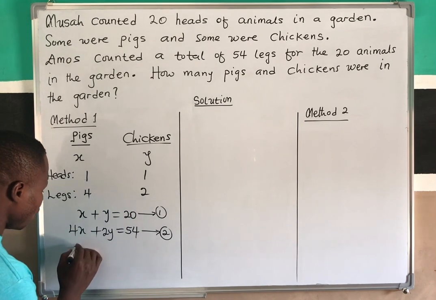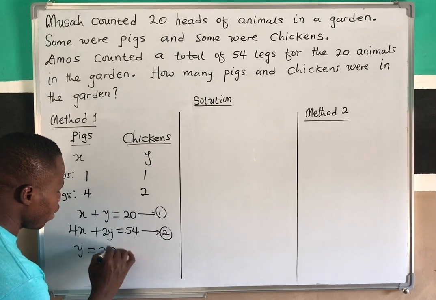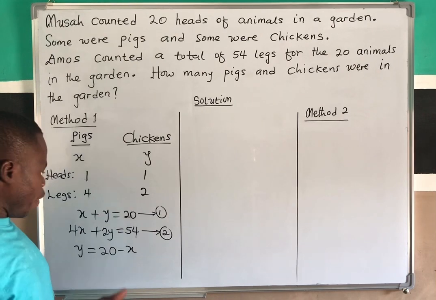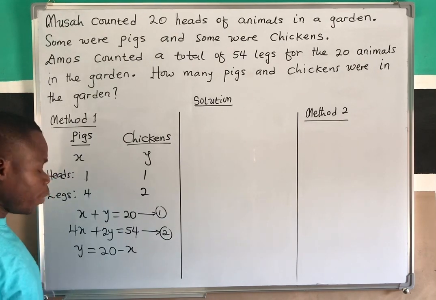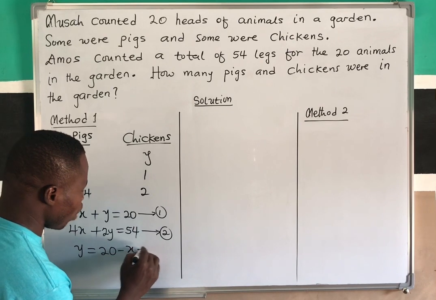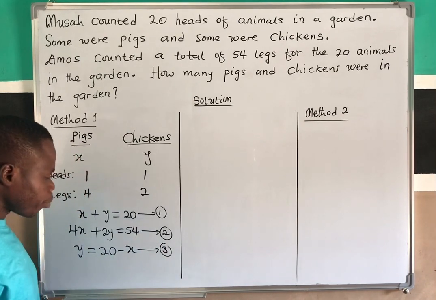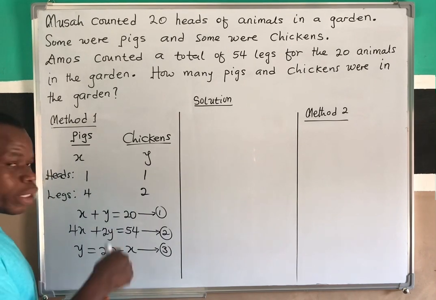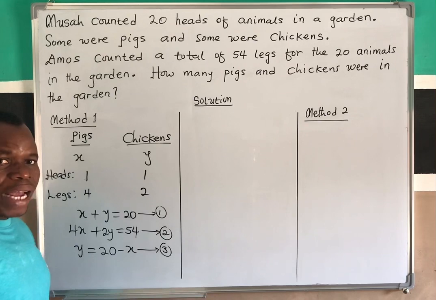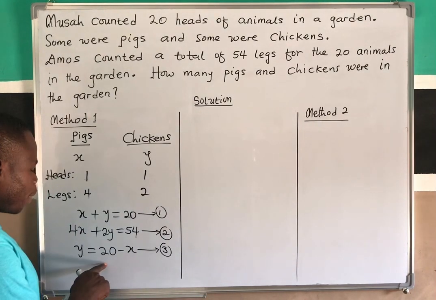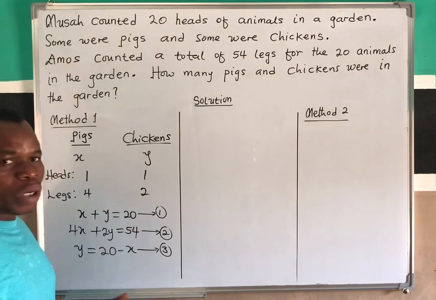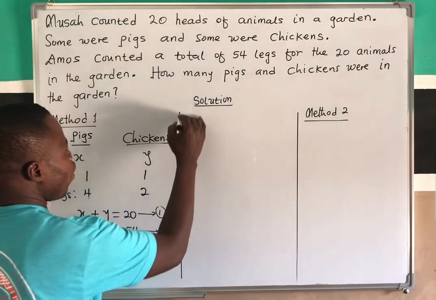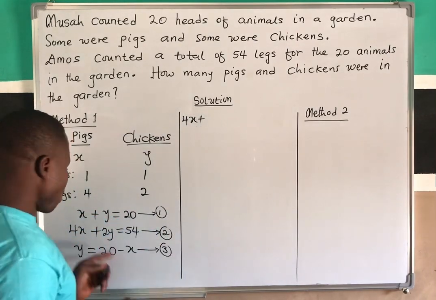So from equation 1, y will be equal to 20 minus x. It's minus x because I'm sending it to the right hand side, and when a value or variable crosses the equal sign, it becomes negative. And this one will give me equation 3. From this point, I will now use equation 3 and substitute it into equation 2. It means that whenever I see y in equation 2, I'm substituting 20 minus x so that I'll be able to solve for x.